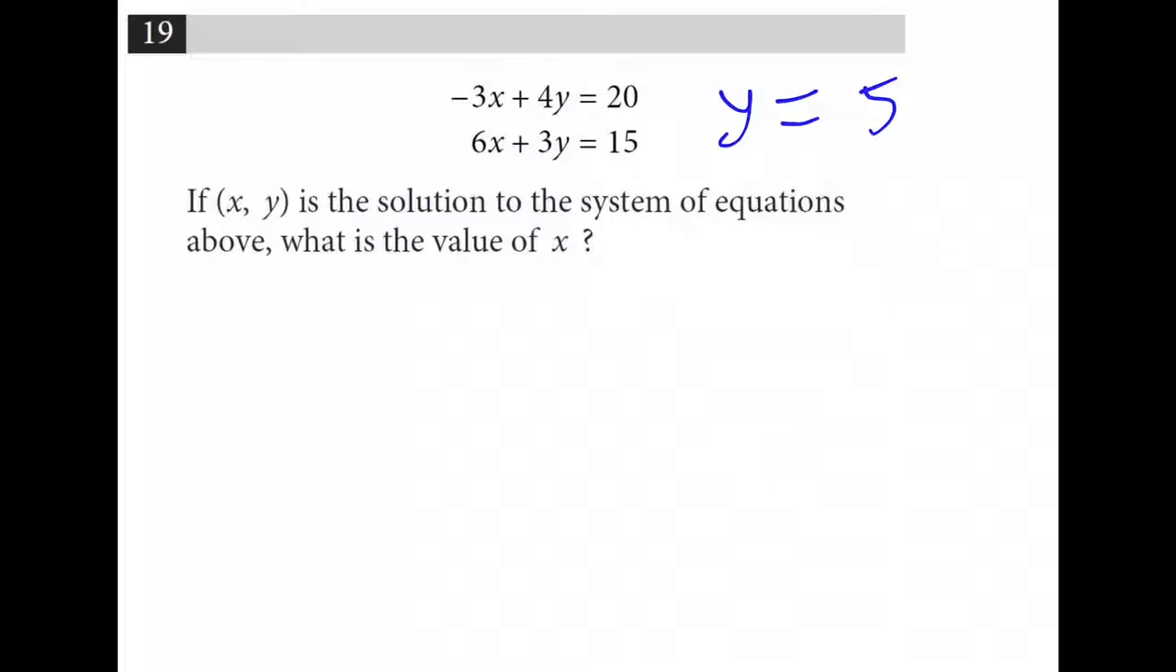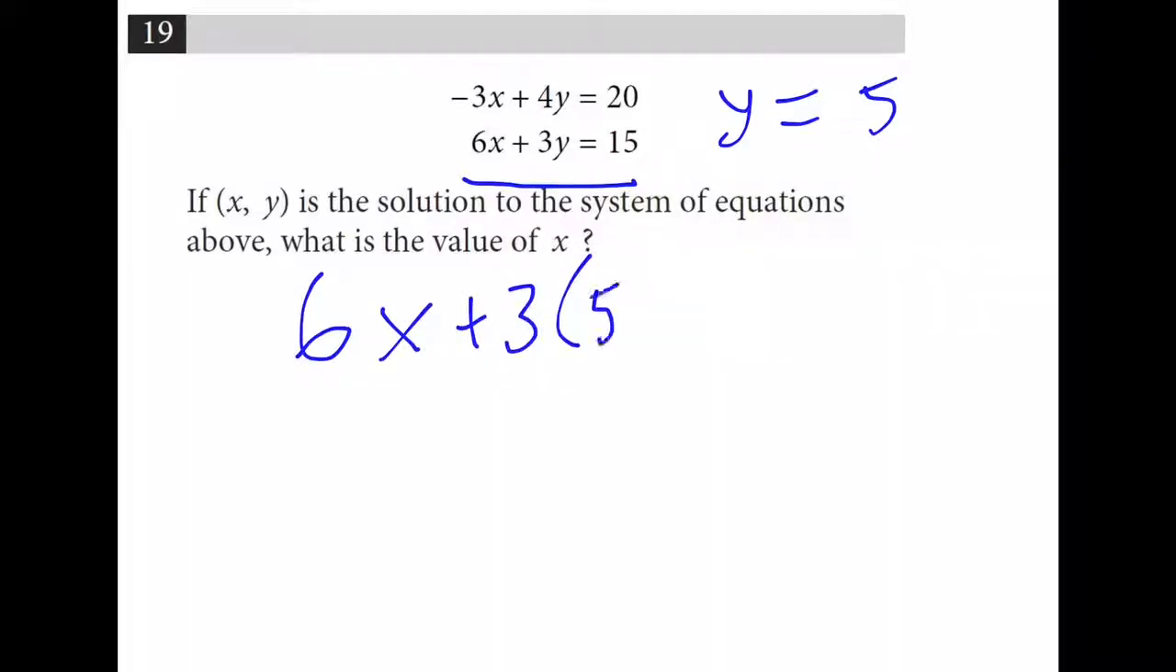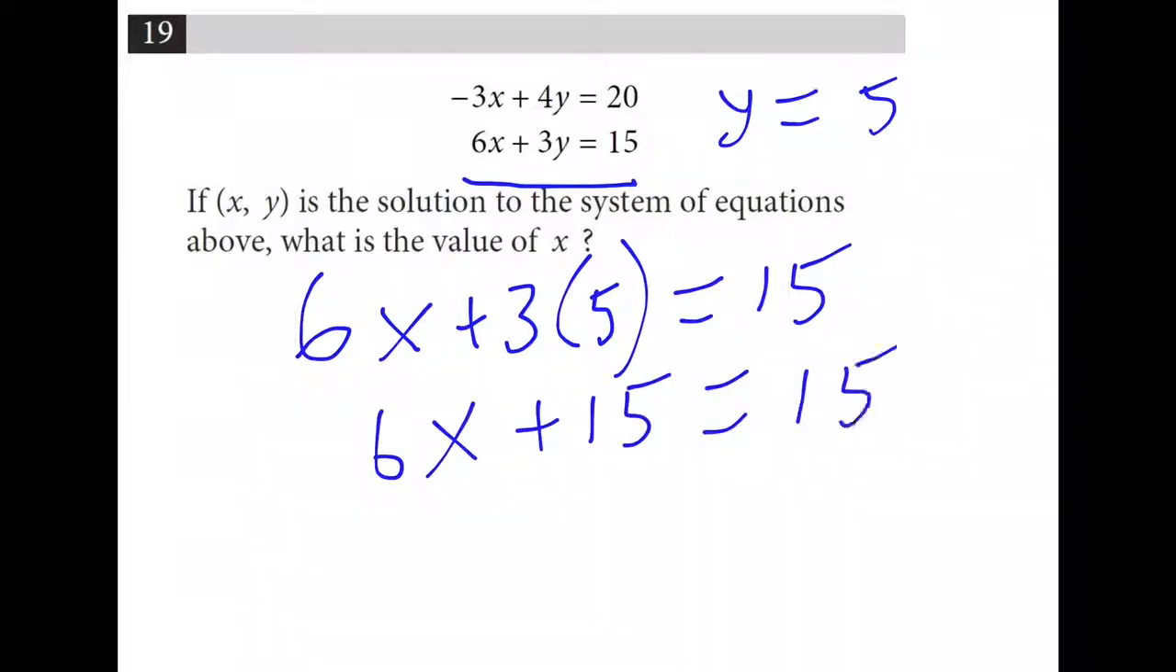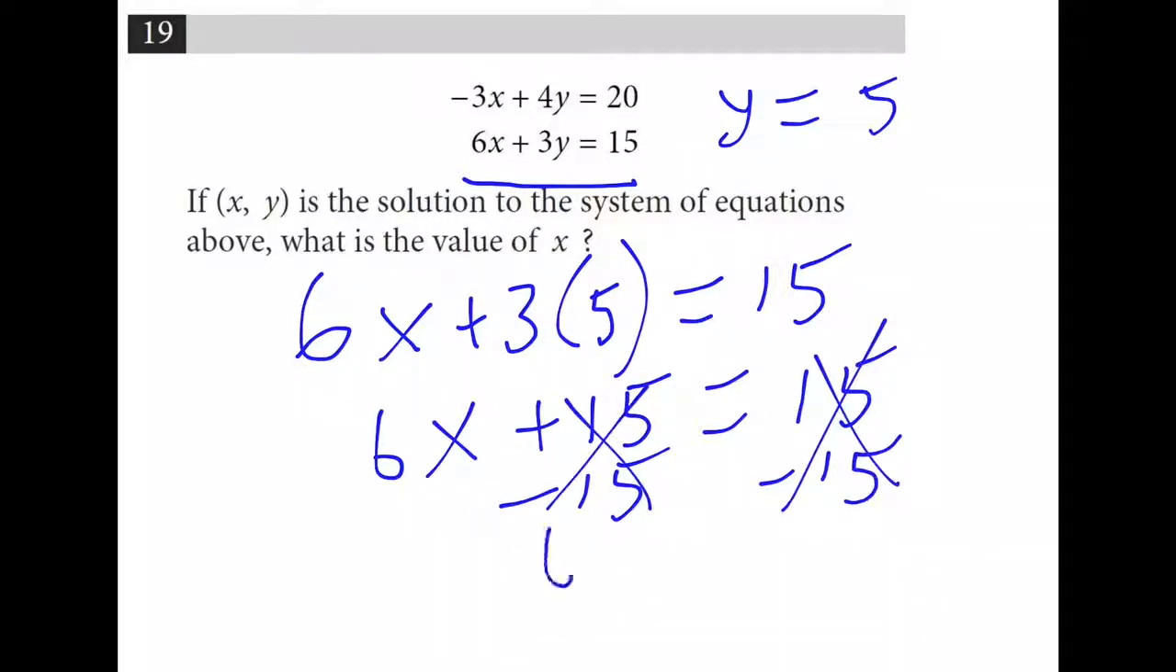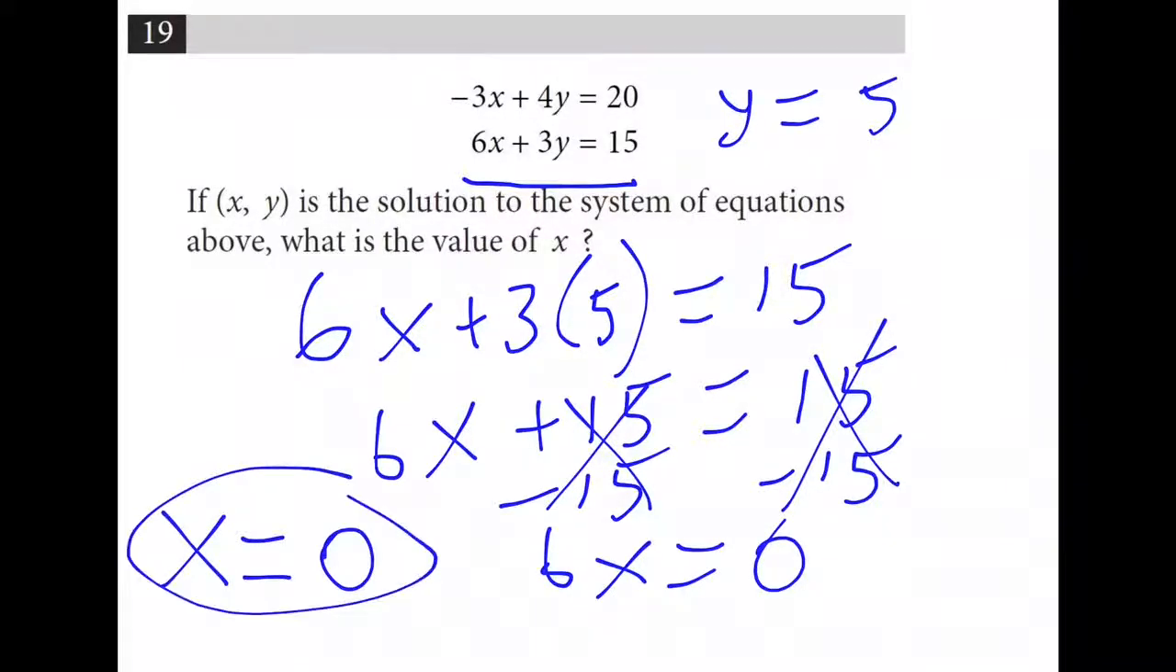So I can plug that into either one of my original equations. Let's say I choose this second one, and I'm going to write it as 6x plus 3 times 5 instead of y is equal to 15. When I multiply this out, I get 6x plus 15 is equal to 15. I think you can see where this is going. When we subtract 15 from both sides, we get 6x is equal to 0. And when we divide both sides by 6, we're going to get x is equal to 0.